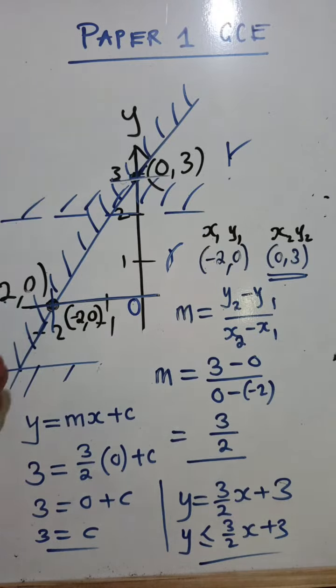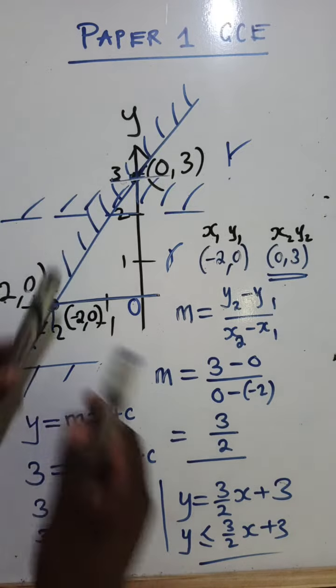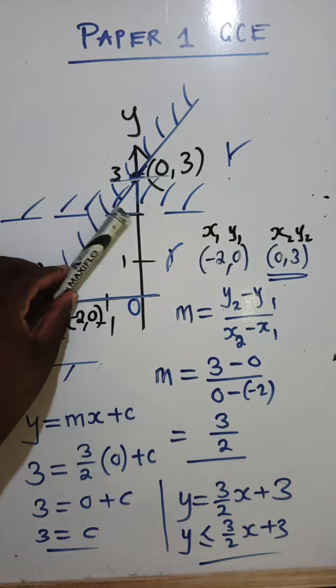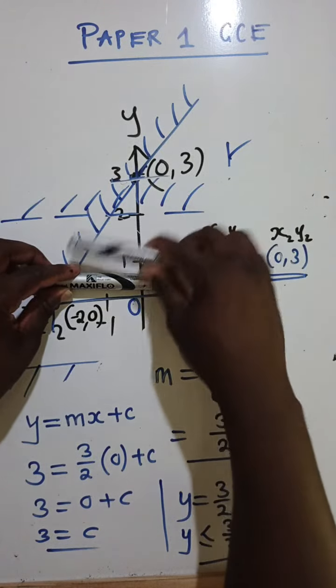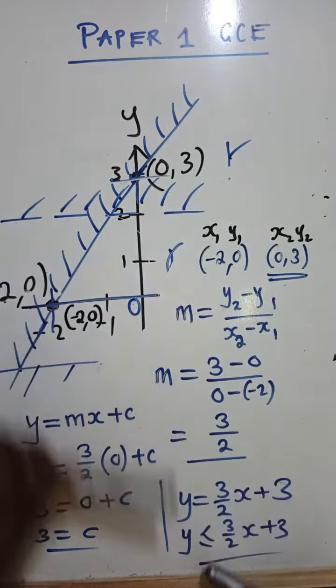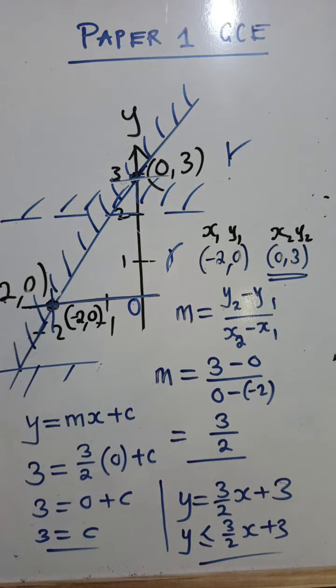So how did I get to know that it's less than or equal to? Look at where it's passing. If you want, you can turn it like this. You see that the top part is what is shaded. We want the less than or equal to, and this is what you're going to put right over here.